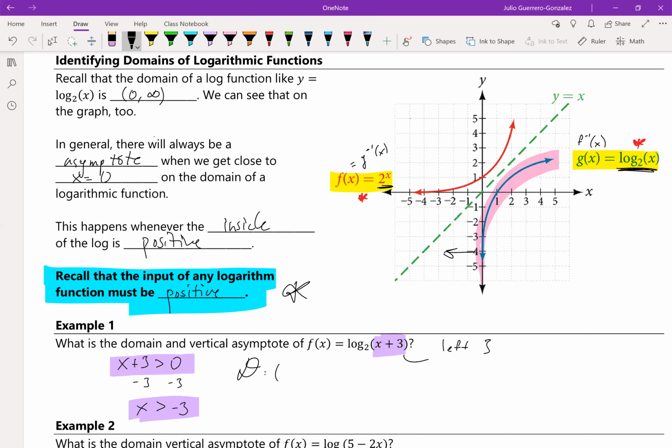So this is going to be from -3 to infinity, right? And our vertical asymptote will be x equals -3. And we are done. Well, I wanted to use green for answers. Got it?